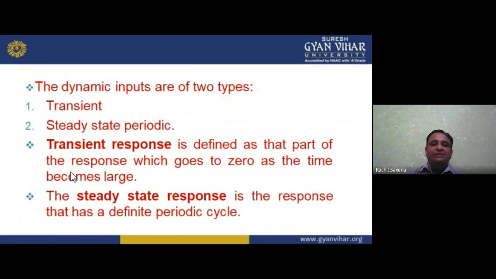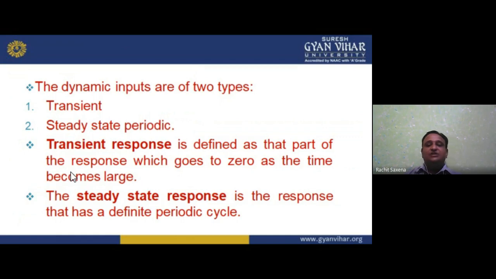Now, the dynamic inputs are of two types. First is the transient, another one is the steady state periodic. So we have the transient response. Transient response is defined as that part of the response which goes to zero as the time becomes large. I hope you understand, my dear student.